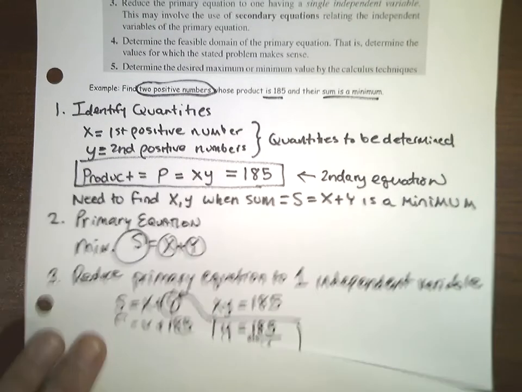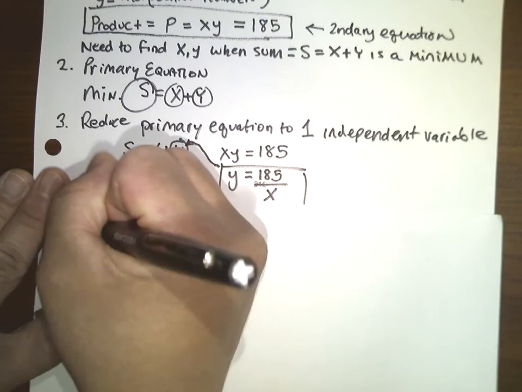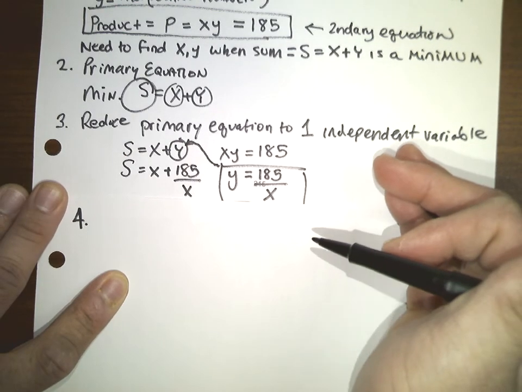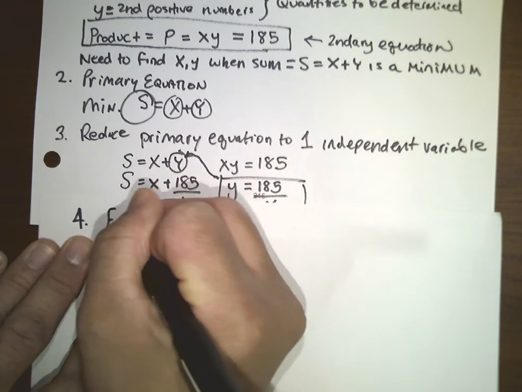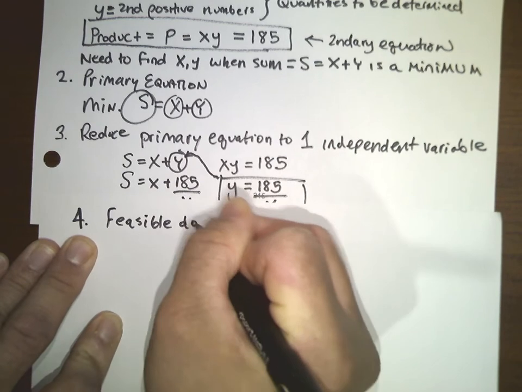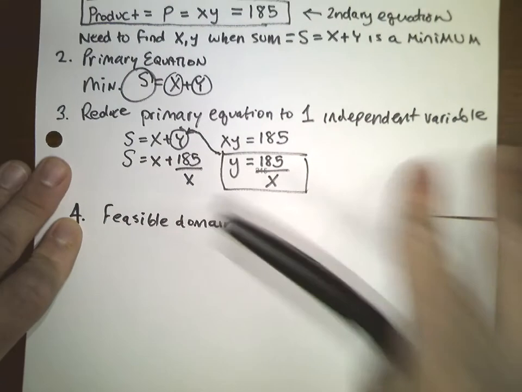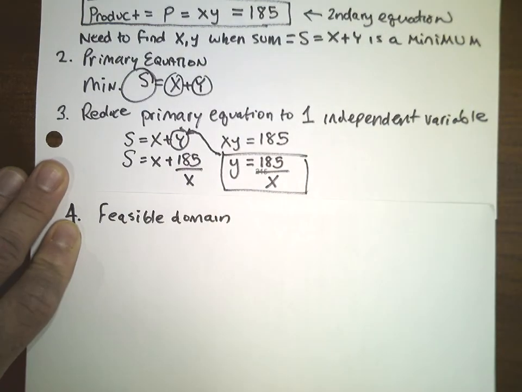So now let's do step four. Step four is to determine the feasible domain of the primary equation, and that is to determine the values for which the stated problem makes sense. So this is to find the feasible domain. Now I remember that the problem is only going to make sense for values of x greater than 0 and y greater than 0, since the numbers need to be positive numbers.